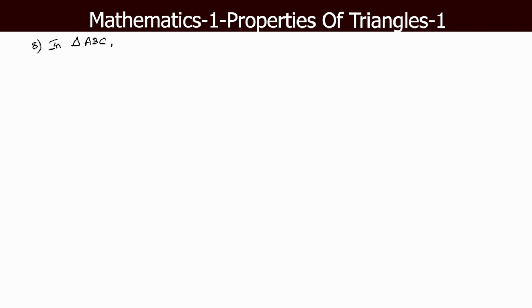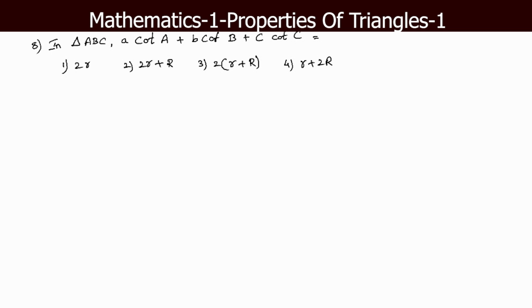Next, in triangle ABC, a cot A plus b cot B plus c cot C is equal to: 1. 2 times the inradius, 2. 2r plus circumradius, 3. 2 into inradius plus circumradius, and 4. r plus 2 into small r plus twice the circumradius. Now, coming to the solution, a cot A plus b cot B plus c cot C is equal to, you know that, right? a is equal to 2R sin A, b is equal to 2R sin B, c is equal to 2R sin C.